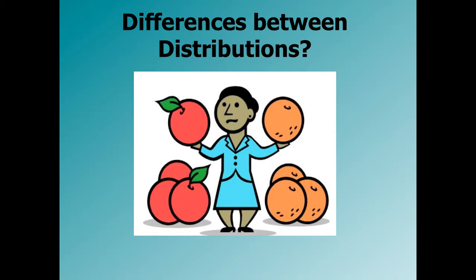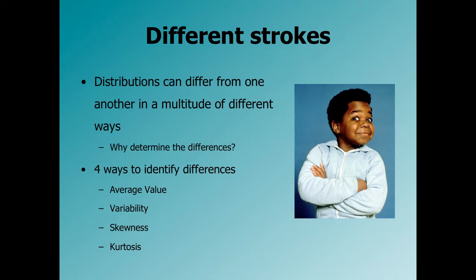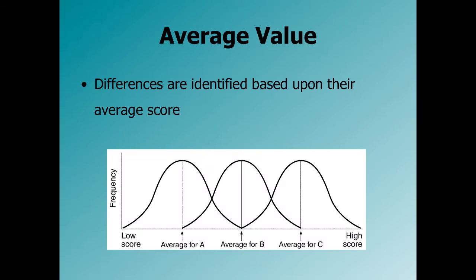Now we're going to talk about differences between distributions. Distributions can differ greatly from one another in several ways. And the question is, well, how do we determine that? There are four different criteria that we use to identify those differences. One of them is the average value. The other one is variability or dispersion, skewness, and kurtosis.